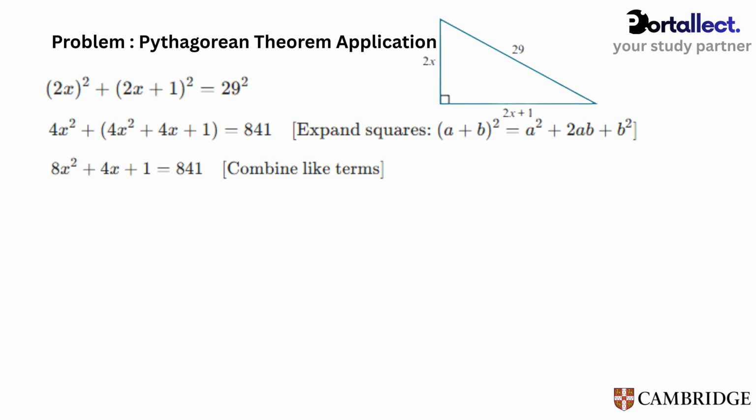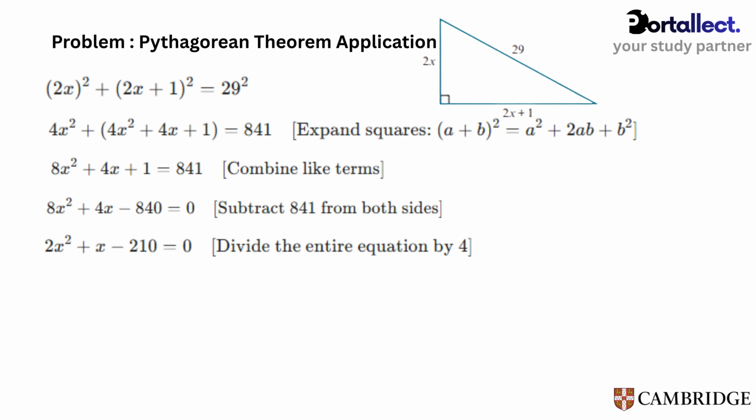Adding the 4x squareds together gives us 8x squared plus 4x plus 1 equals 841. To solve the quadratic, we subtract 841 from both sides, leaving us with 8x squared plus 4x minus 840 equals 0. To make the factoring easier, we notice all numbers are divisible by 4.